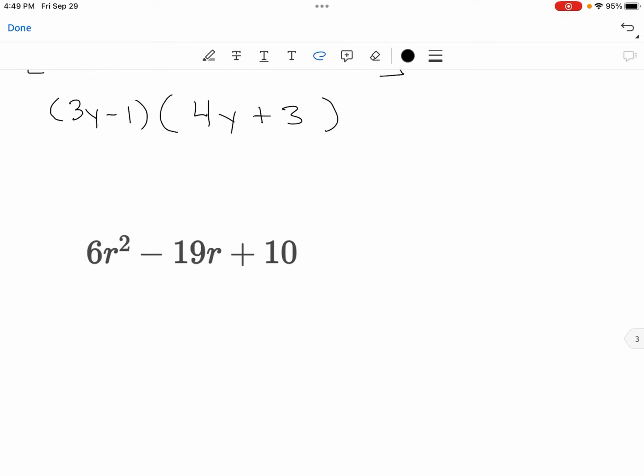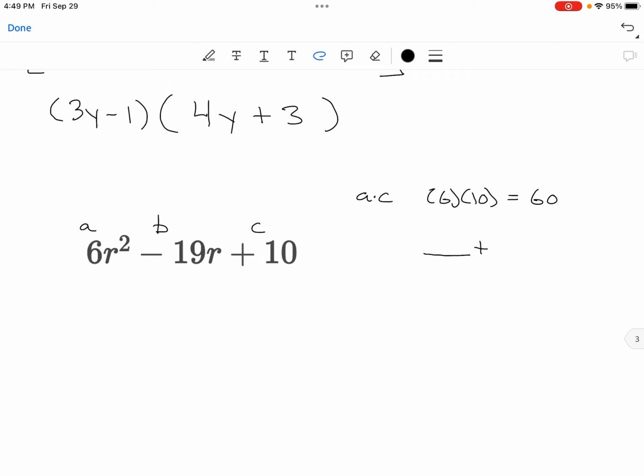Let's do another one. This here is another opportunity, because this is not a 1, where we could use the AC method. So again, this is our A, -19 is our B, and C is our plus 10. It's called the AC method because we're going to multiply A times C, so 6 times 10. Again, I'll write it over here. A times C means, let's take the 6 times the 10. This gives us a positive 60.